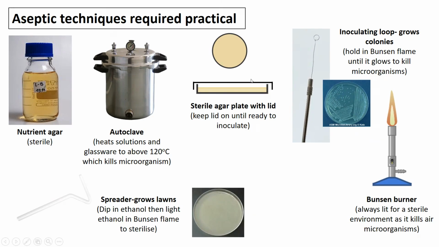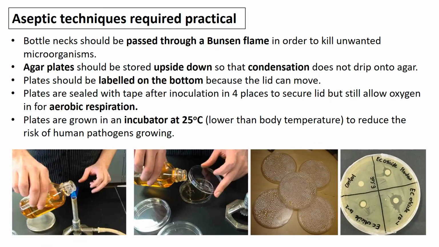While working with any of these, you would have a Bunsen burner lit, and that helps to keep the environment around you sterile. You need to shut all the windows so there's not loads of air moving through. Place your Bunsen burner on a blue flame and just work nearby. That will kill the microorganisms in the air, so they shouldn't land on your agar plate. Sorry, it should be a blue flame, not a yellow flame. It should be the hot flame.